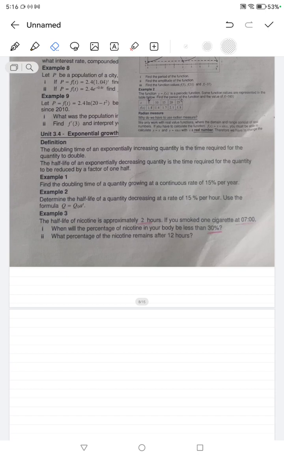Okay, so yeah, let's get to work. They say the doubling time of an exponentially increasing quantity is the time required for the quantity to double. Okay, relax. They're saying the doubling time of an exponentially increasing quantity is the time required for the quantity to double.